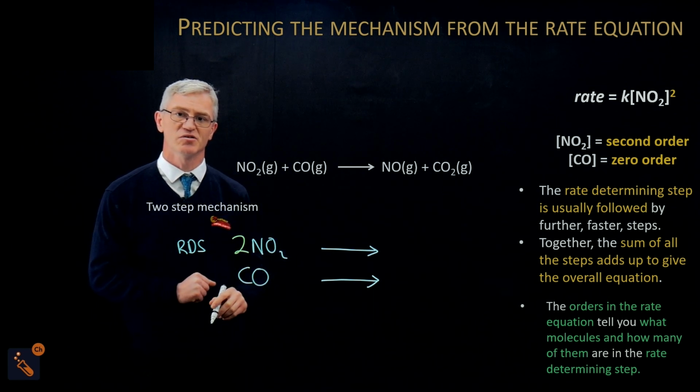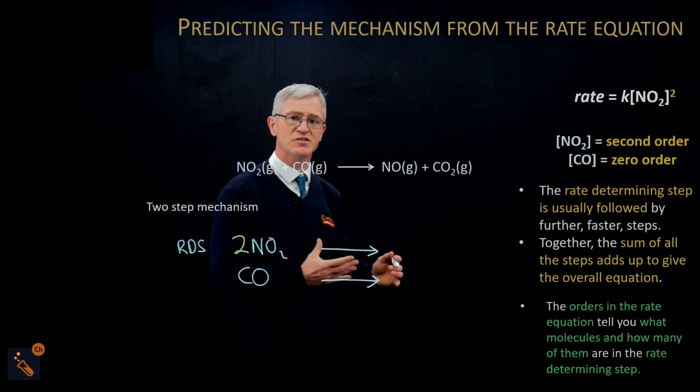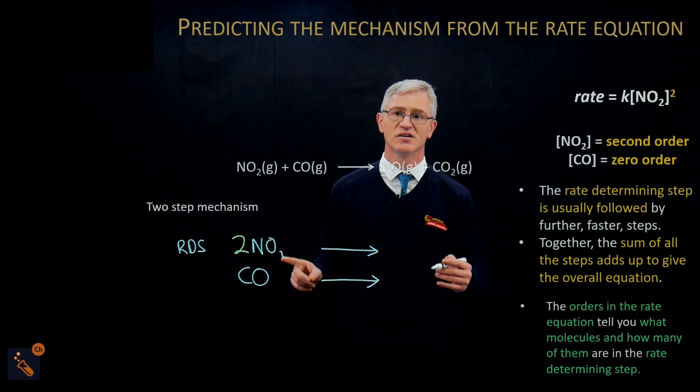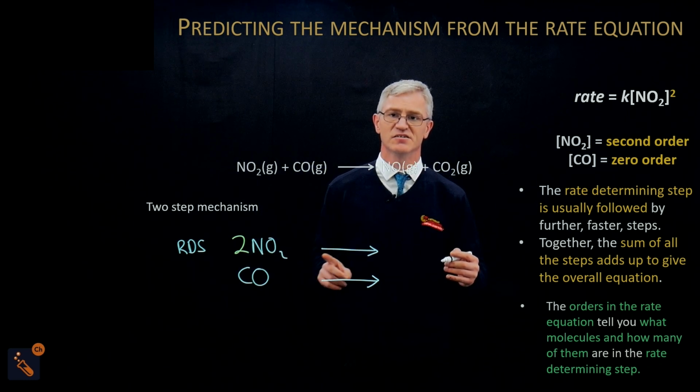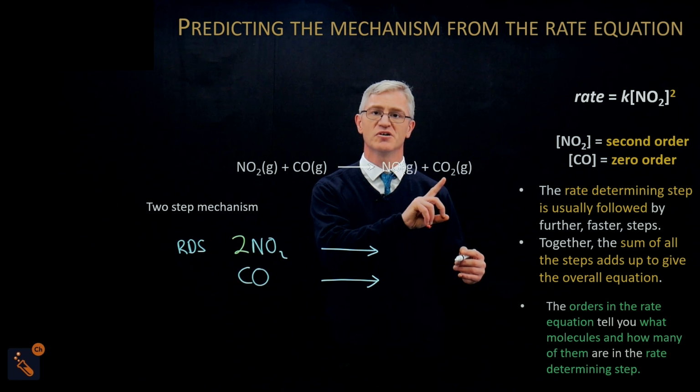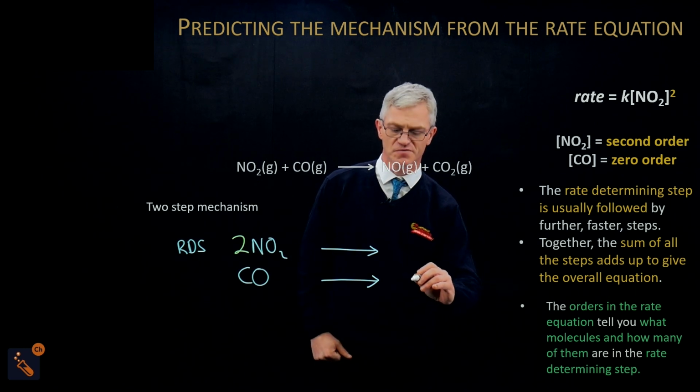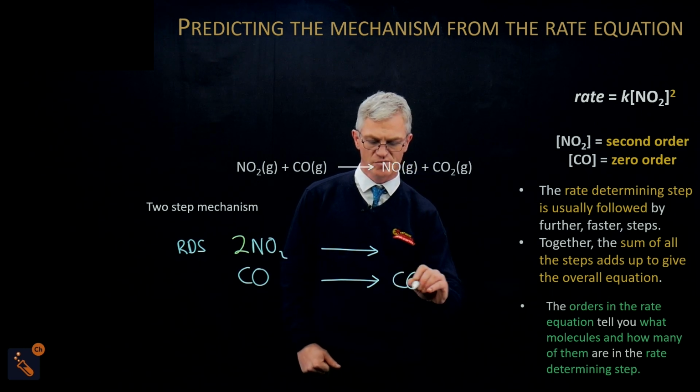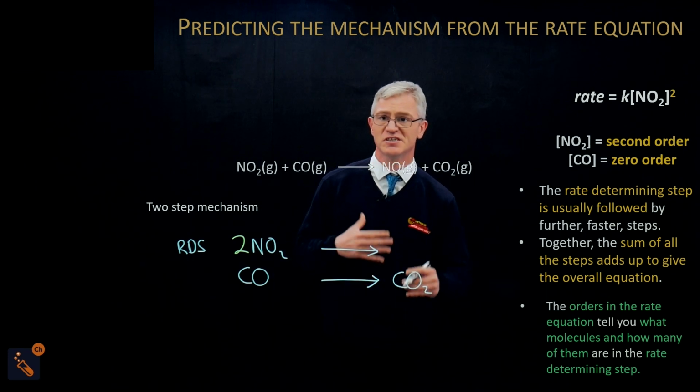So we've got both of those. Now you know from this that there's only nitrogen and oxygen in the RDS, which means there's also no carbon dioxide. So therefore I can go and put carbon dioxide in my second step. So you see it's a bit like a puzzle.